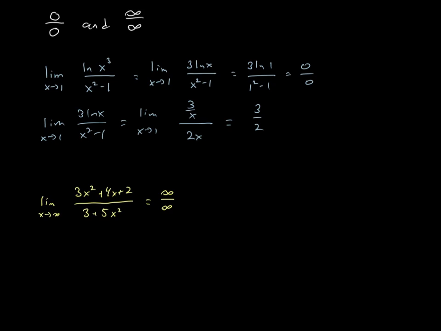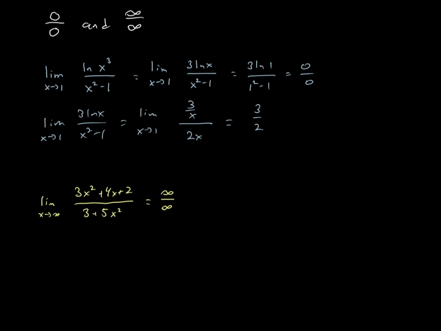Let's take a look at the next one. In this case, we're taking a limit as x approaches infinity of 3x squared plus 4x plus 2 over 3 plus 5x squared. And again, as x goes to infinity, I'm getting infinities in the top, infinities in the bottom, so I get infinity over infinity. Now, another thing on this one should look familiar to you because you dealt with this in pre-calc as well, where, if you recall, this is like looking at a horizontal asymptote.